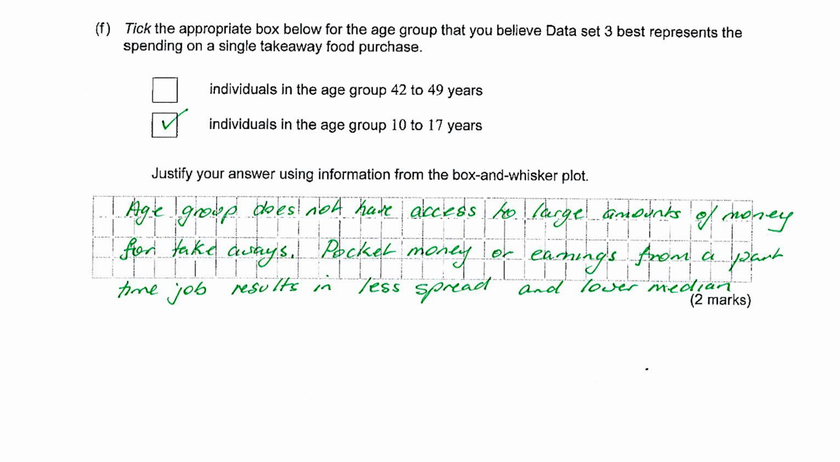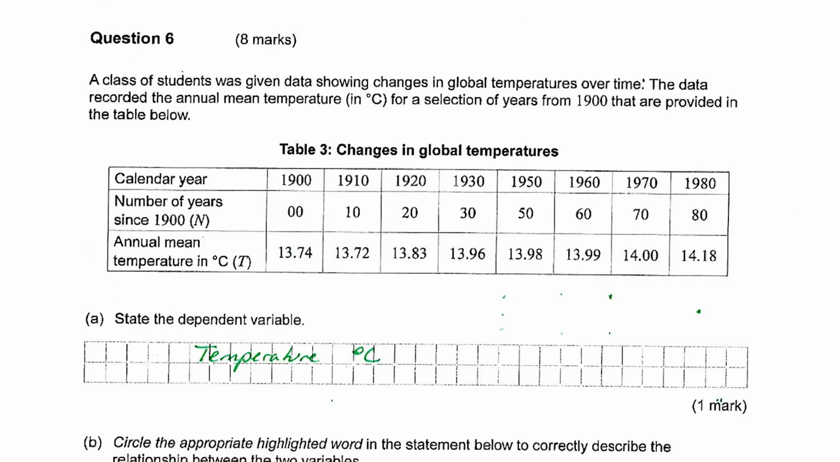Almost through the stats. So question 6. When I saw the table originally, I thought, oh, that calendar number of years since 1900, will that confuse students? I would say no. They seem to cope with that quite well. So the dependent variable was temperature, and most students could answer that correctly, so that's awesome.